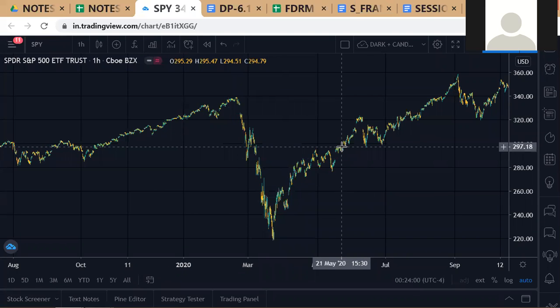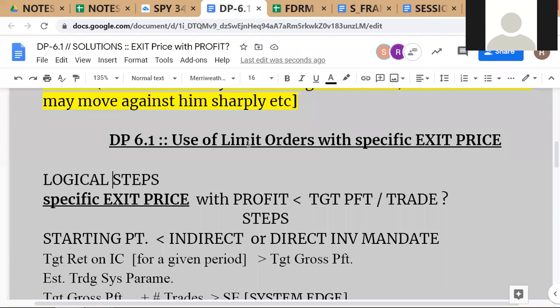So I went long here, and now I'm going to determine a particular price at which I'll exit: 375, 400, 425, whatever it is. What we are saying is that you should not determine it arbitrarily. Obviously, you can arbitrarily choose a price as long as it's higher than your entry price. Then it becomes a take profit order because it's higher than your entry price in the case of a long position. But there's a structured way to determine that exit price. And what is that structured way? We'll come to that. This is what we are going through, the logical steps.